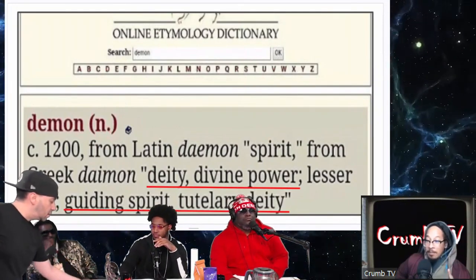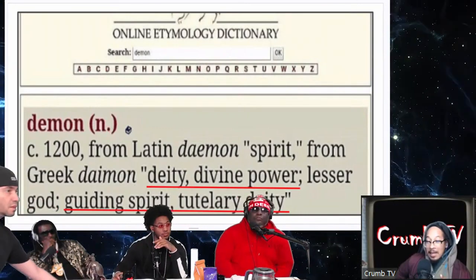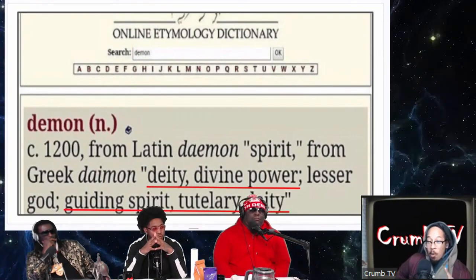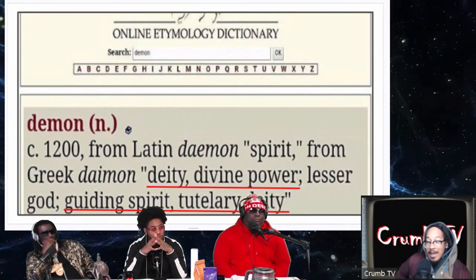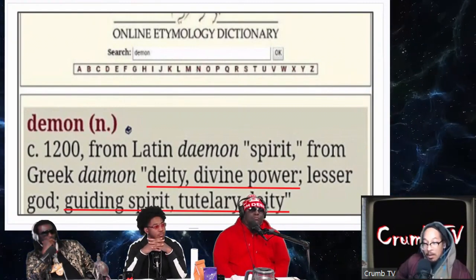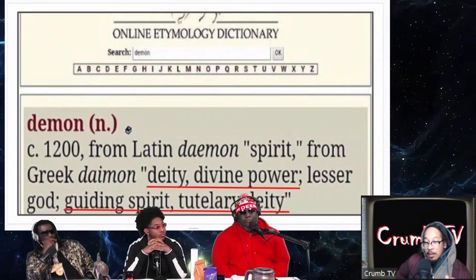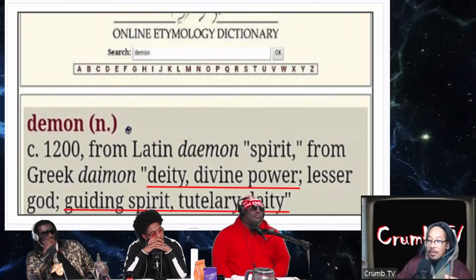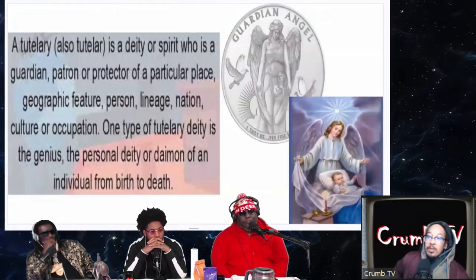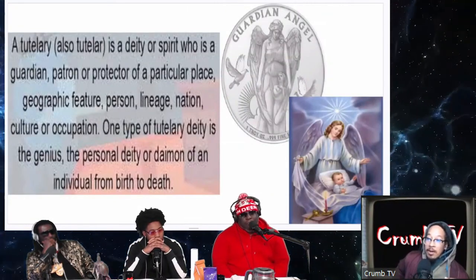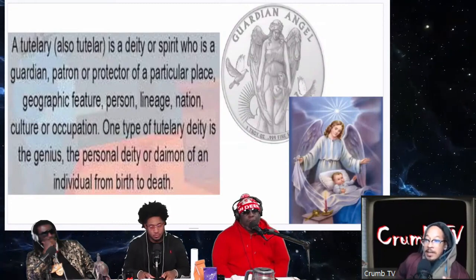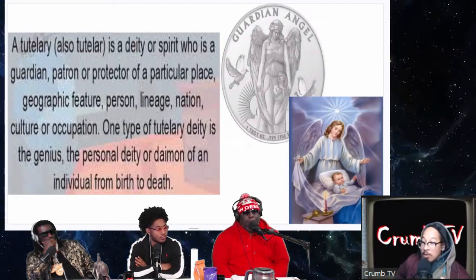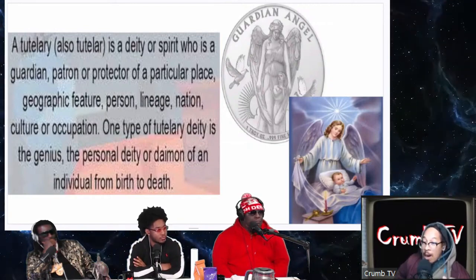So now, I want to say this before I get off this slide. Daemon, whether it's D-A-E-M-O-N or D-A-I-M-O-N, it has the word Amun in there. Amun is the hidden one. Y'all can't get rid of Amun. So now, tutelary, also tutelar, is a deity or spirit who is a guardian, patron, or protector of a particular place, geographic feature, person, lineage, nation, culture, or occupation.